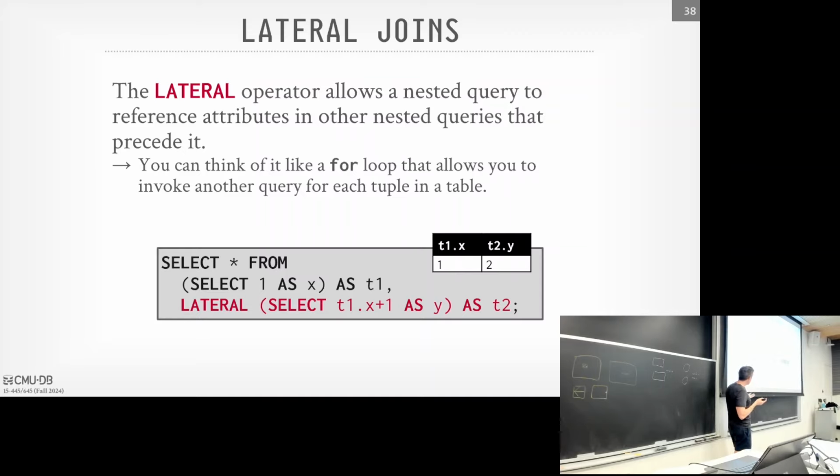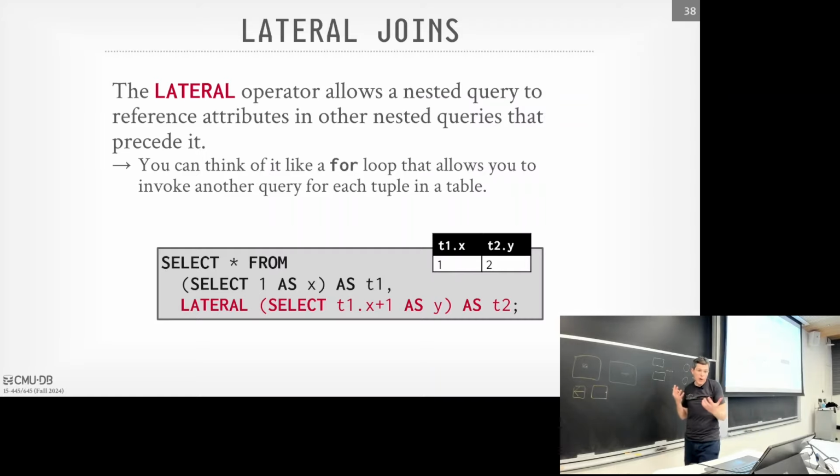So let's say I have a really simple example here. I have a nested query, select 1 as x, so it's a single tuple with one attribute with the value 1, in some temp table t1. And then I want to add 1 to it in the next nested query. If I add this lateral keyword, now in my inner query here I can reference things that were computed from the queries that appeared before it.